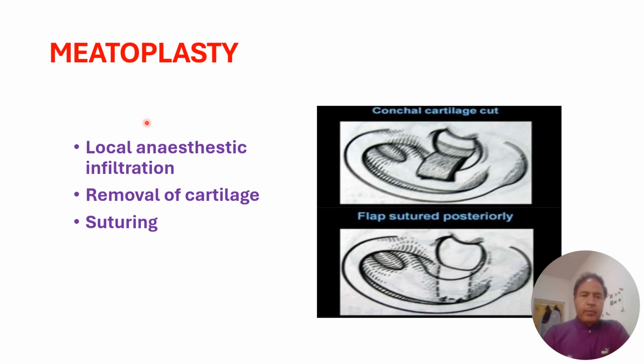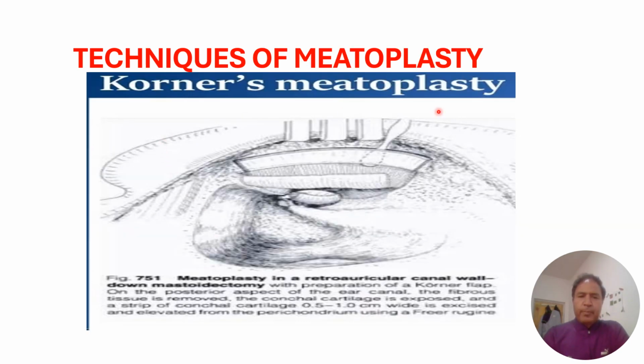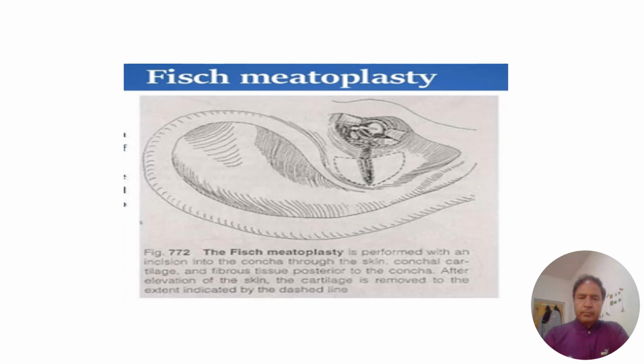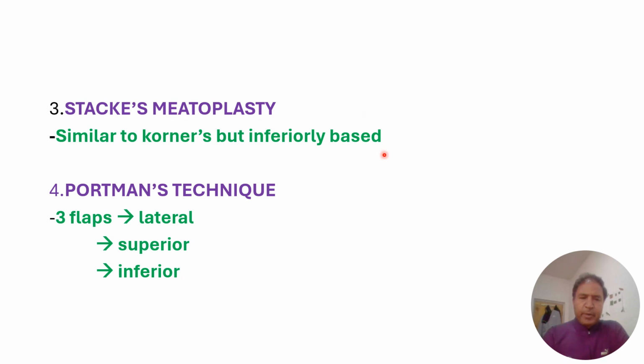Meatoplasty. You can see in meatoplasty, we make an incision and take a piece of cartilage from the pinna and we suture the flap. Local anesthetic infiltration, removal of cartilage, suturing. Techniques of meatoplasty: Korner's meatoplasty, fish meatoplasty, and Stack meatoplasty, similar to Korner's but inferiorly based. Portmann's technique, where the flap is lateral, superior and inferior.